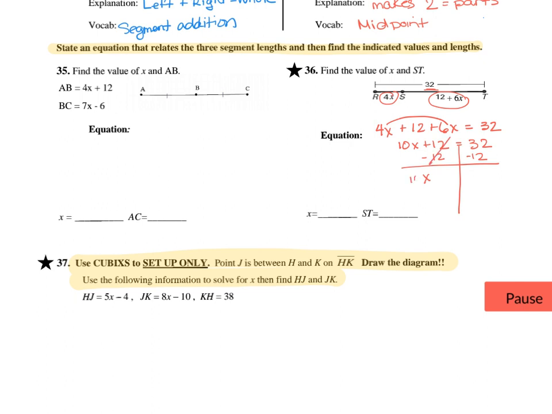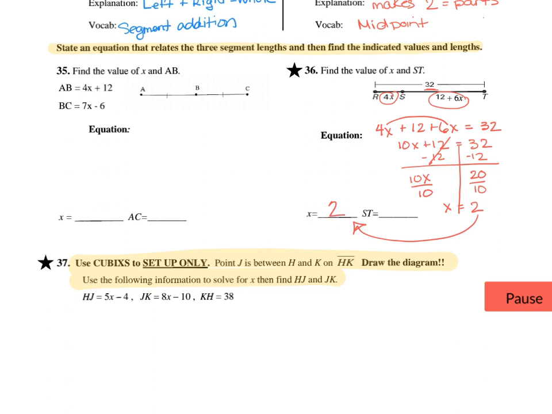I get 10x equals 20. And because they are multiplying, I will divide. I get x equals 2. That is the number that goes in this blank right here.